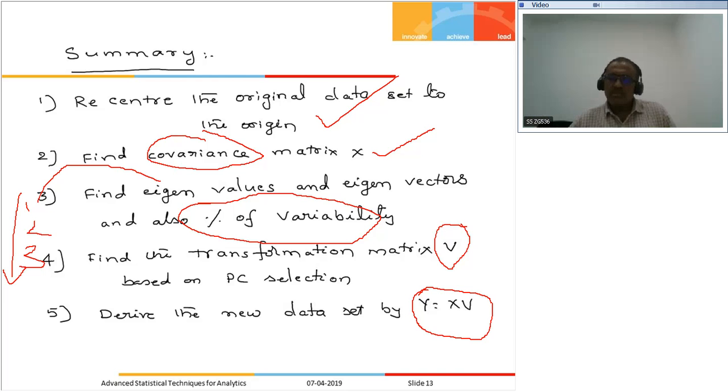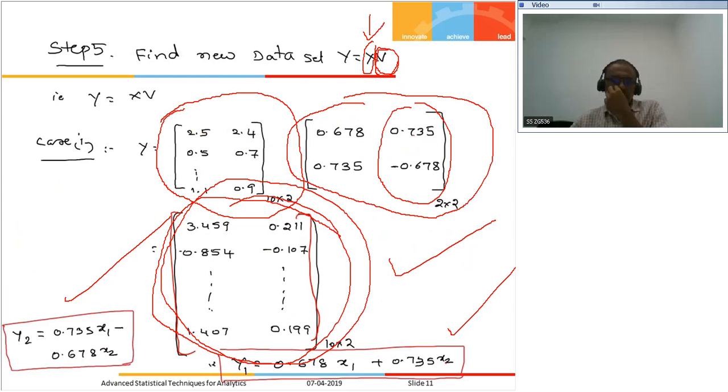What is 3.459? What is that? So this is actually a multiplication of matrices. Yeah, so this multiplied into this. So we have to multiply this 10 by 2 matrix with the 2 by 2 matrix. So there were 2.5 into this plus 2.4 into this, like this. So this is nothing but a matrix multiplication, where one matrix is of 10 by 2 order, and the other matrix is of 2 by 2 order.